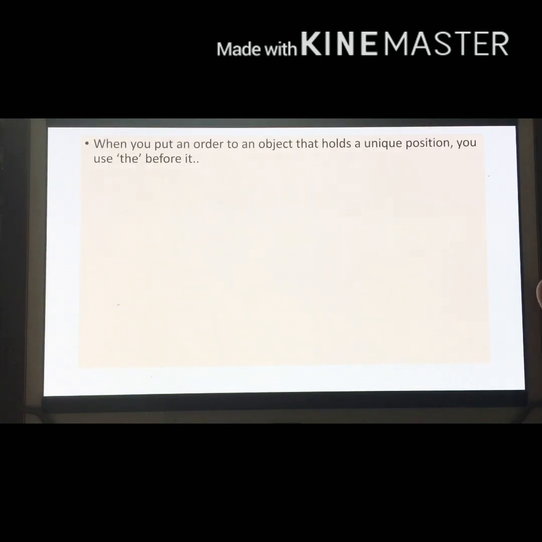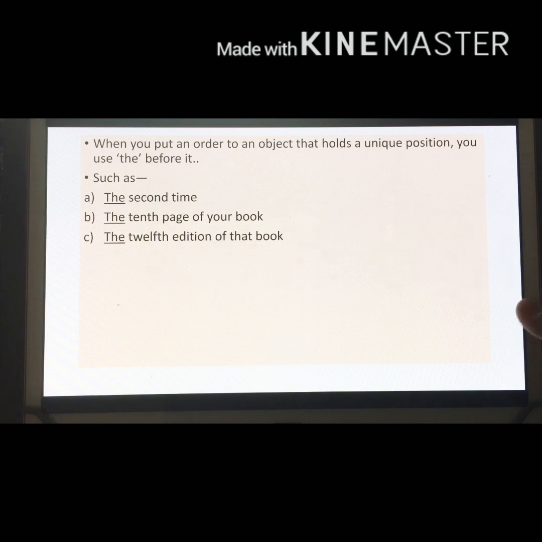When you put an order to an object that holds a unique position, you use "the" before it, such as the second time. Here, second is an order word which expresses an order. The 10th page of your book. The 12th edition of that book. The first man to the moon. The third boy of our class.